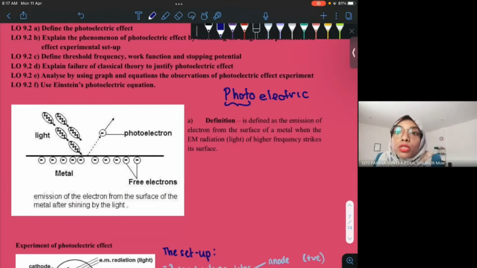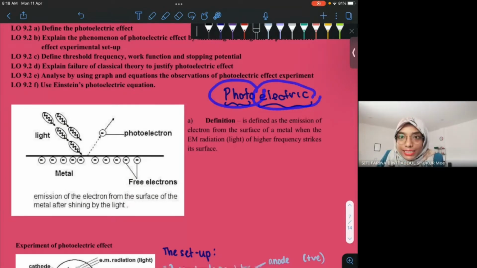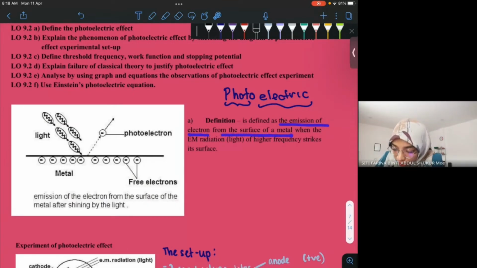Sama macam kamu punya photosynthesis. Proses disebabkan oleh that light kan. Okay, elektrik dekat sini adalah elektrik lah. So basically, you are going to produce electric from the light here. Okay, daripada EM wave itu, you are going to produce the current. Okay, the definition of photoelectric effect adalah the emission of the electron from the surface of a metal when the EM radiation ataupun light of higher frequency strike its surface.